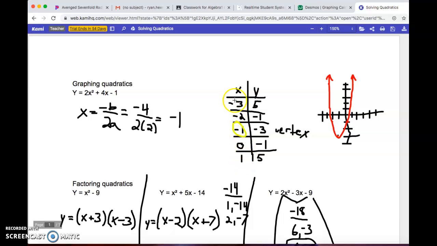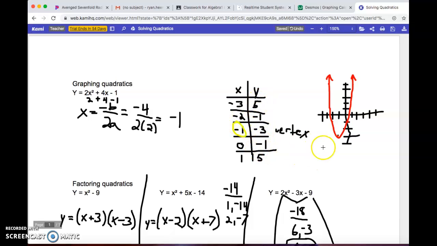1, if I were to pick 1 and -3, 1's easier, and they will mirror each other. So if I put 1 in, right, 1 squared is 1 times 2 is 2, plus 4 times 1, which is going to give you 4. Right, so that's your 6, but then -1 gives me that 5. So that's where the 5 comes from, and you mirror on either side.